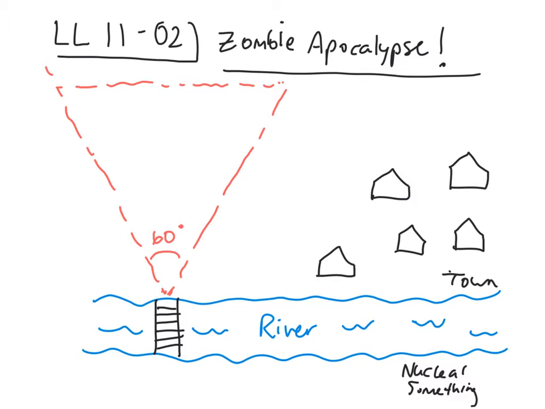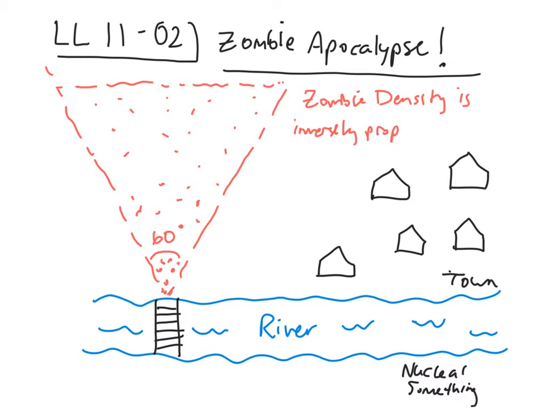And the zombies, because they are hungry for fresh human brains, I suppose, start spilling across this bridge and into the town north of the river. As they come across the bridge, they fan out in a triangle that has a 60-degree angle here. They fan out in such a way that the zombies are very dense near the river, but become less dense away from the river, in such a way that the zombie density is inversely proportional to the distance from the river.